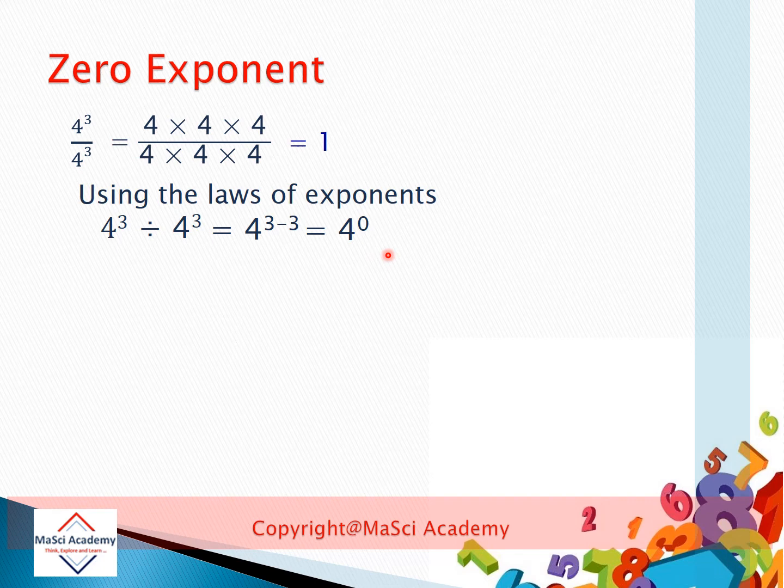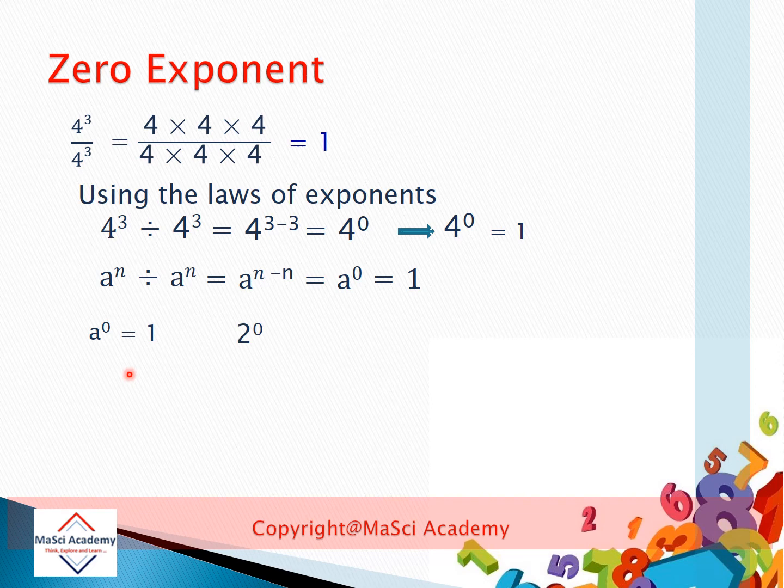So what does this mean? 4 to the power 0 is the same as 1. This is called zero exponent. Any number to the power 0 is equal to 1. A to the power 0 is 1.